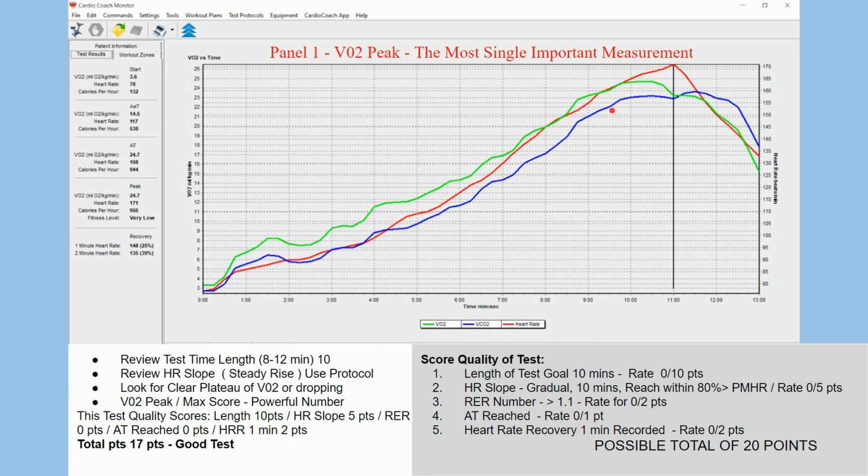So the next measurement on this is the RER measurement, and we'll look at that at the next panel. We'll stop right here.